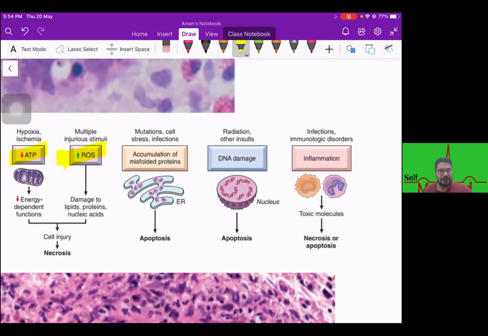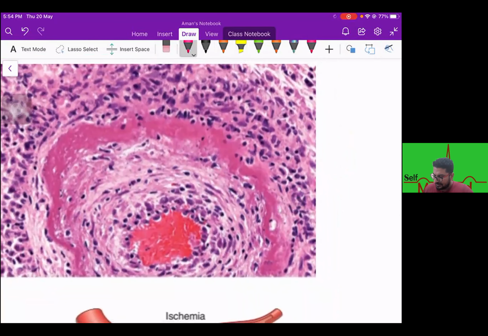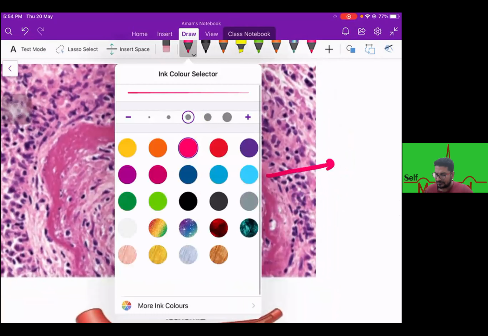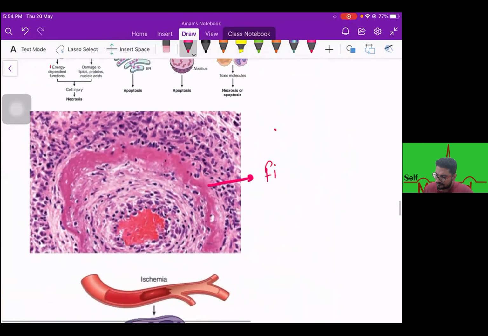So you should understand this. The most common cause will be hypoxia or ischemia. In this type of necrosis you will see the bright pink color. This is a classical necrosis. We call this fibrinoid necrosis, and you are seeing it in vessels. This is a classical fibrinoid necrosis, seen in polyarteritis nodosa, or PAN.